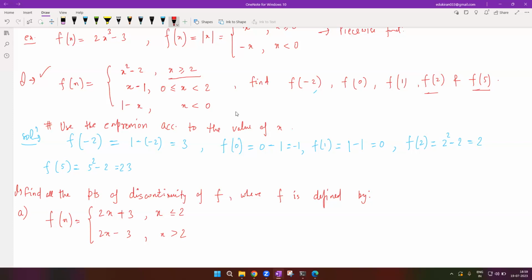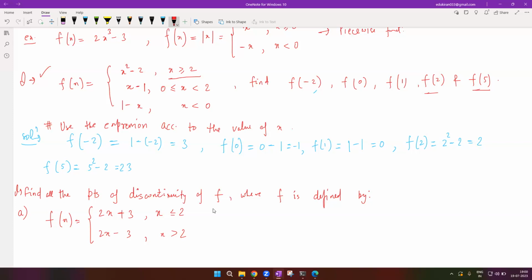So in this example, when they have asked to find out all the points of discontinuity, there can only be 1 point of discontinuity, which can be 2. We are not sure about that. But if it is, then there is only 1 point of discontinuity, which is x equals 2 in this case. So we only check the point where the function breaks.